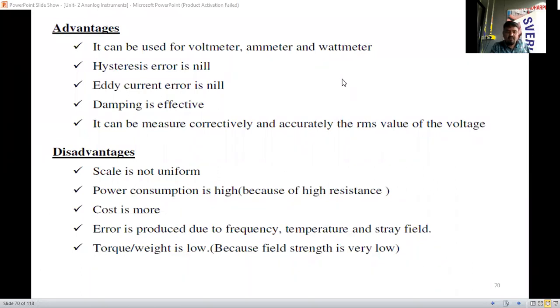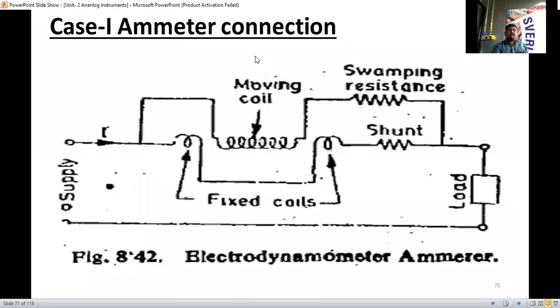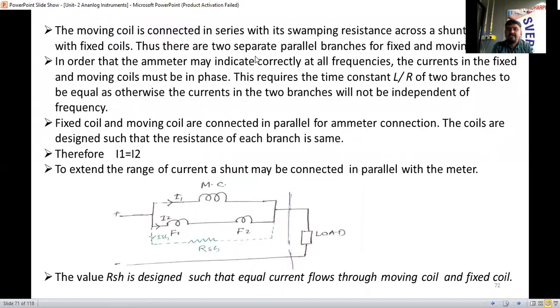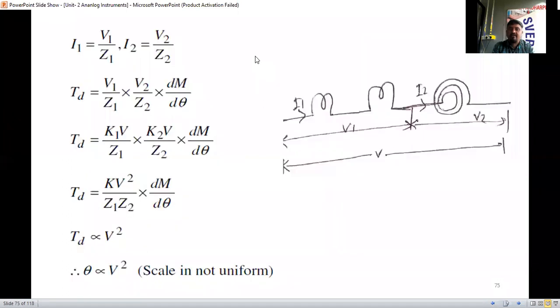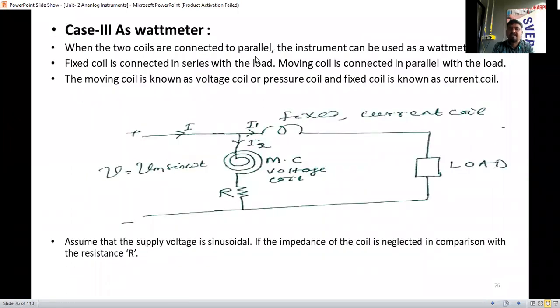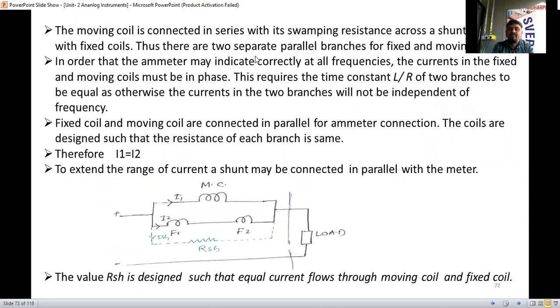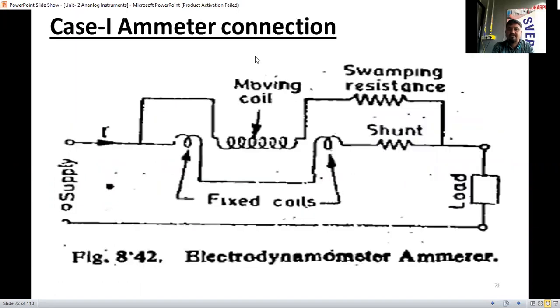Next, there are three cases. First case, how we can use this instrument as an ammeter connection. Second case, how we are going to use this instrument as a voltmeter. And third case, how we can use this instrument as a wattmeter. So case one, we will discuss now.